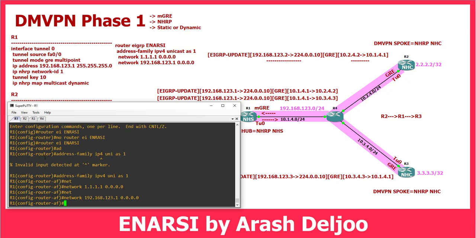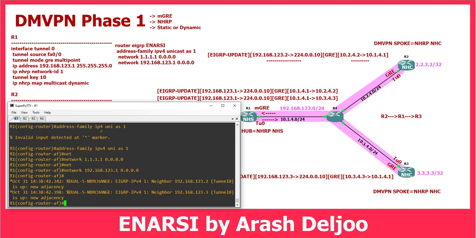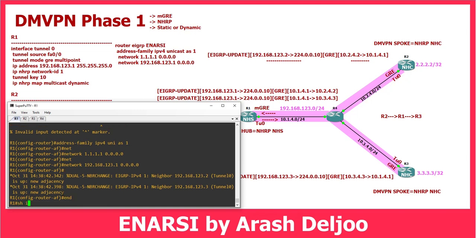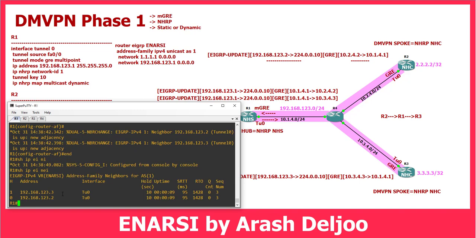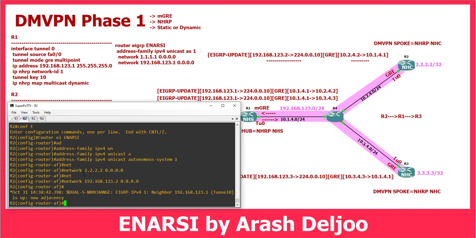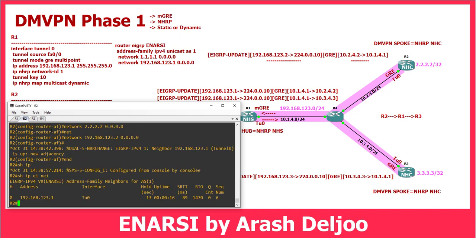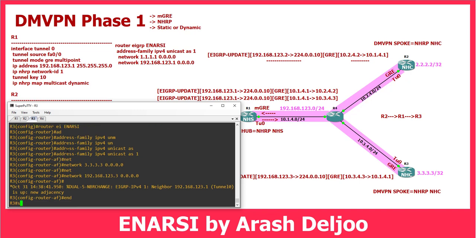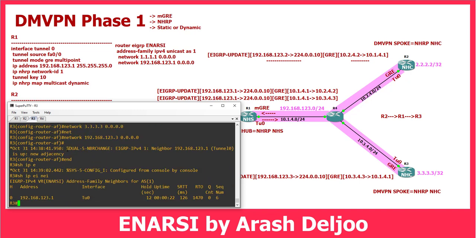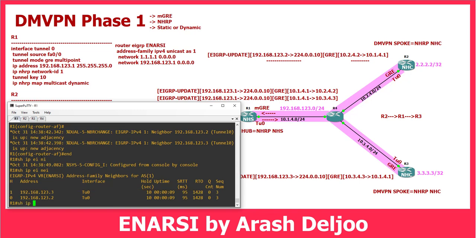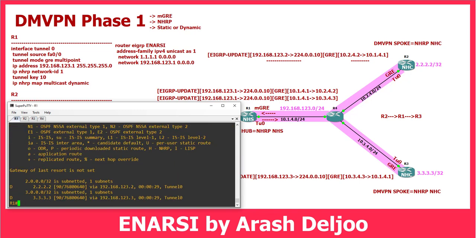We expect to see EIGRP neighborship between router 1 and router 2, and also between router 1 and router 3. Here we have two neighborships: show ip eigrp neighbors. As you can see, we have neighborship with router 2 and router 3. Also on router 2, let me show you, show ip eigrp neighbors. We have neighborship with router 1, and on router 3, show ip eigrp neighbors. We have neighborship with router 1. Everything is working correctly. Now, on router 1, show ip route eigrp shows us we have quad 2 and quad 3. It is okay.